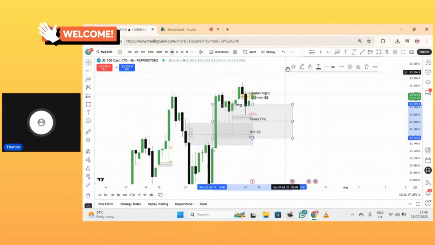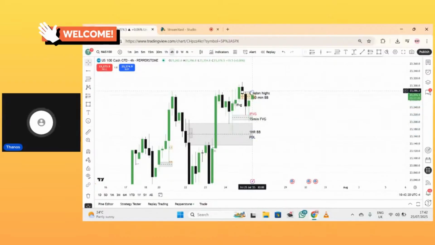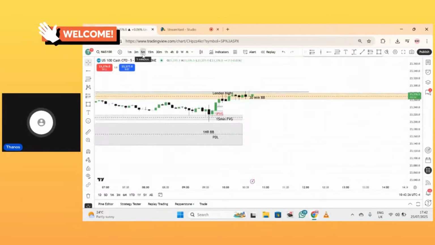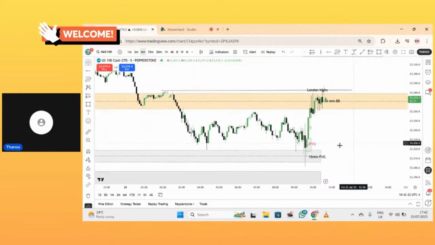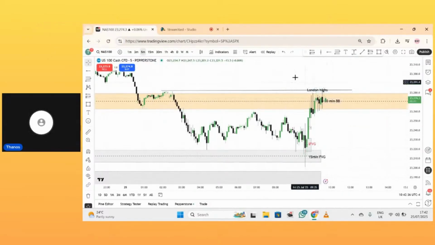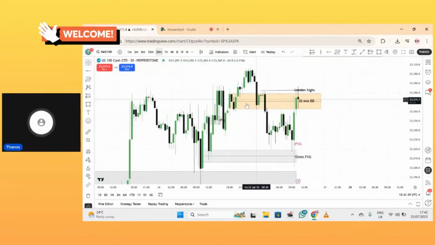So that is why I targeted the nearest liquidity. I'm not having high expectations of price coming up here. So you also have to know which liquidity you are targeting. In my case, the nearest liquidity was this one here, that is just above the 30 minutes breaker. This is the 30 minutes breaker block.